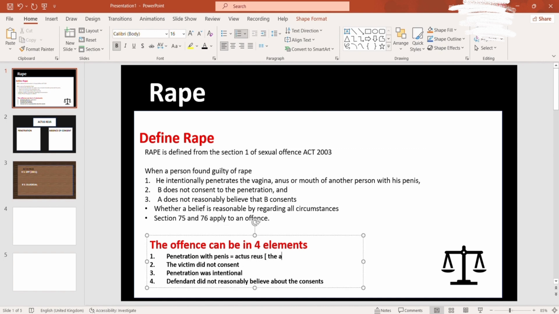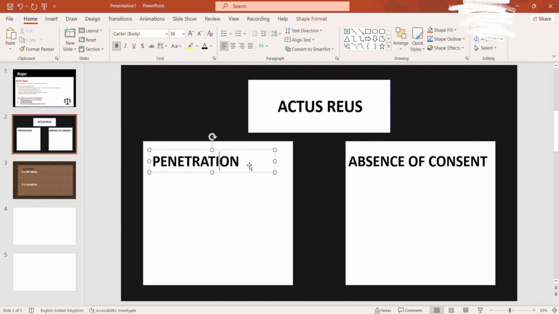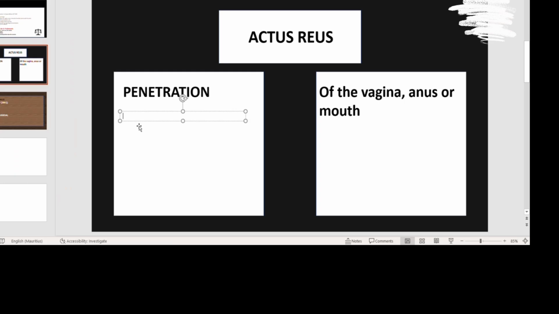So what is telling us about these things? The penetration with the penis is the action, the actus reus. This is the thing that is done. So let's see. Now we will look at the penetration and the actus reus of the vagina, anus and mouth.